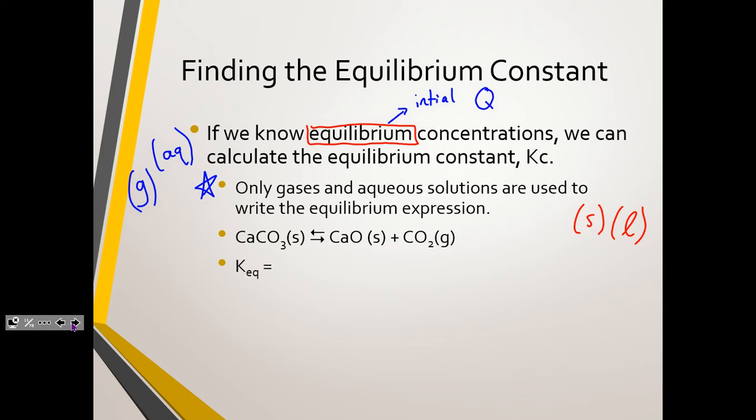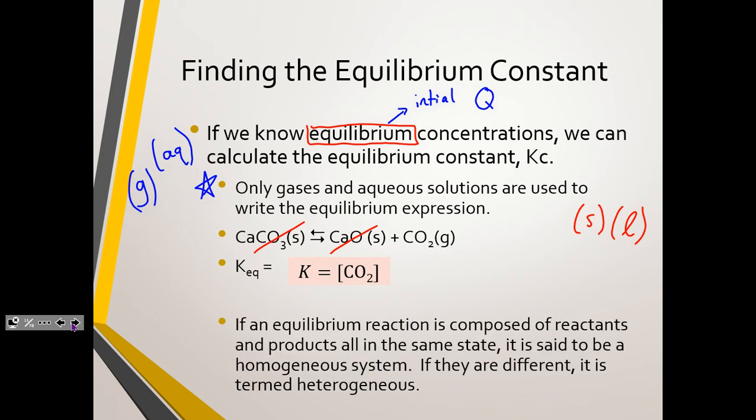So here's an example. Calcium carbonate is in equilibrium with calcium oxide and carbon dioxide. If we write the equilibrium expression, you'll notice that the solid compounds are not included and it's products over reactants. So we just have K equivalent to the concentration of CO2. If an equilibrium reaction is composed of reactants and products all in the same state, we call this a homogeneous solution or homogeneous system. If they are different, we call it a heterogeneous system.